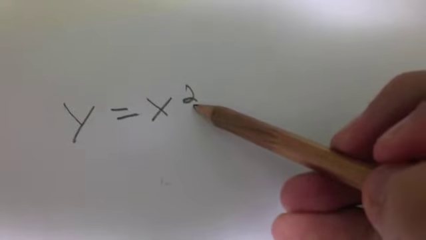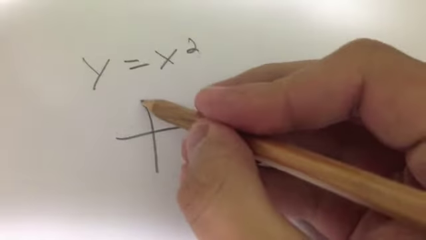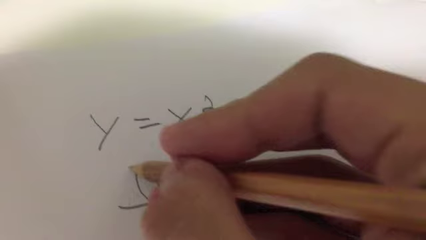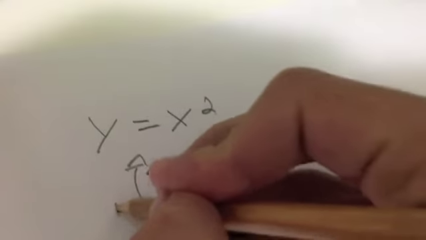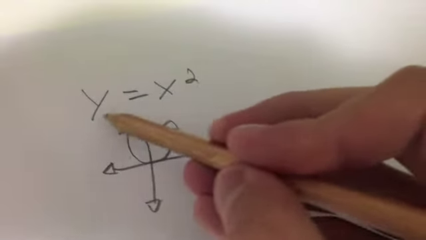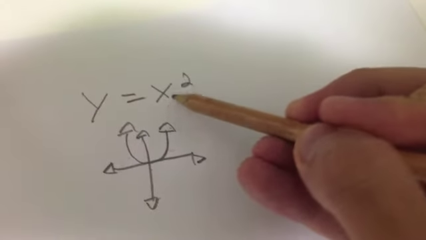Okay, so graphing square roots. First, the basics. So I'm going to show a function here. This squared up here indicates this is a parabola. So I'm going to sketch the graph real quick. So this right here is a parabola, and this is a function that is graphed. But this is not a square root function.